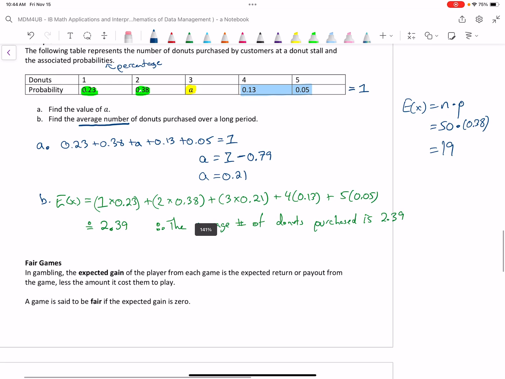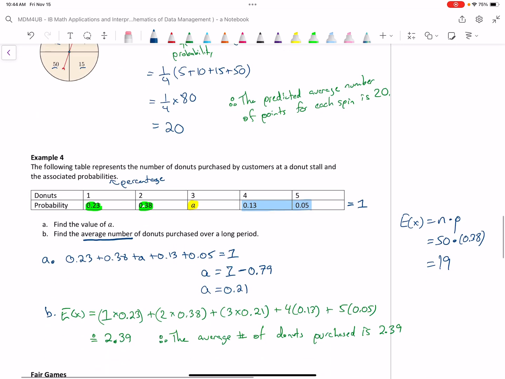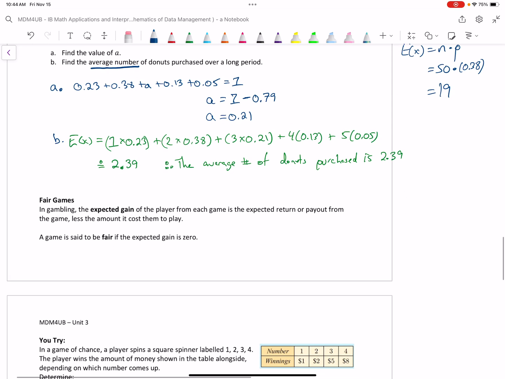So this idea of, especially this one where we had a game, there's something that's called a fair game. And in fair games, sometimes, in gambling, it doesn't have to be gambling, but it could just be fun with points. The expected gain of the player from each game is the same as the expected return or payout from the game. And so a fair game is designed to have an expected gain of 0.